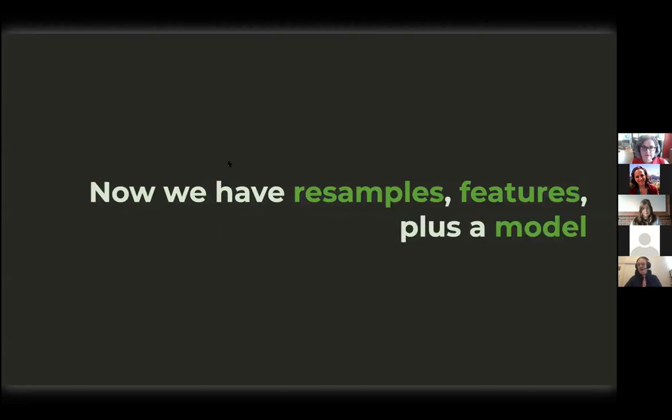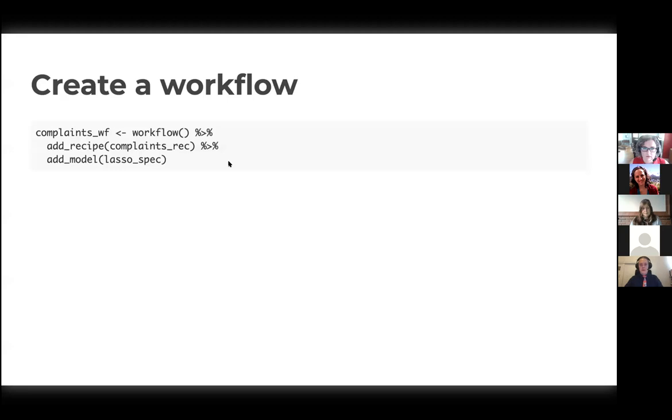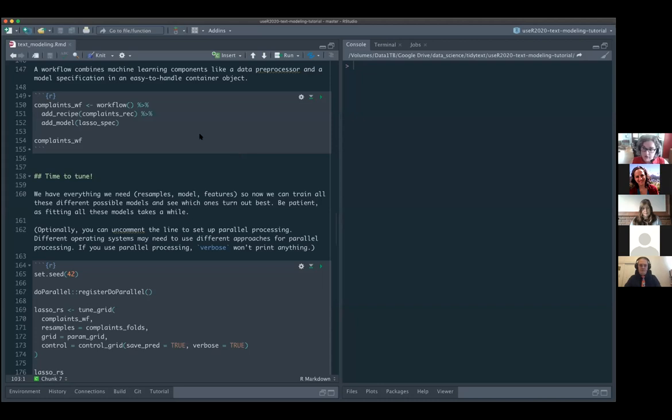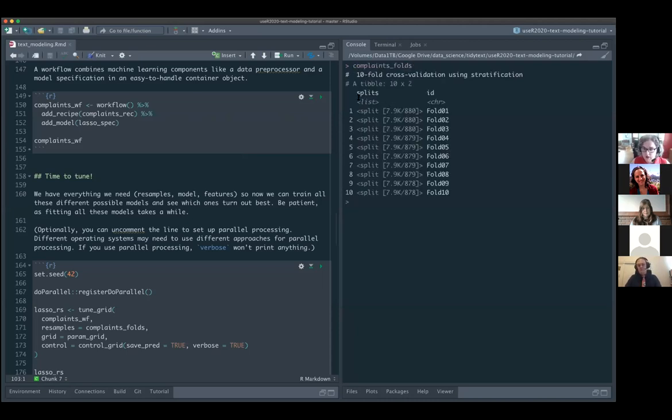So now that we have the resamples, the cross-validation sets, we have the features, and we have the models. Now let's see what we do. The next thing that we're going to do is create a workflow. So we have our resamples. In this case, those are the folds here, this 10-fold cross-validation. These are splits, which are the same kind of thing that a testing-training split is, where it keeps track of which things go in analysis or assessment.